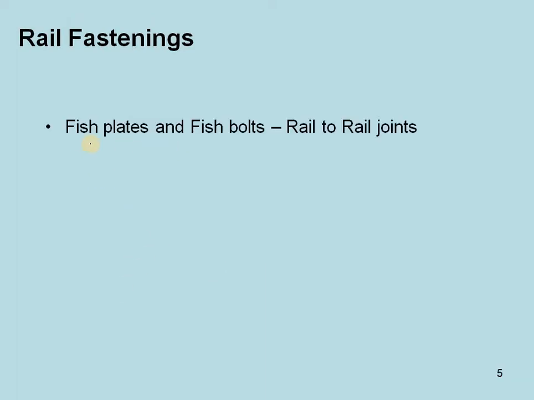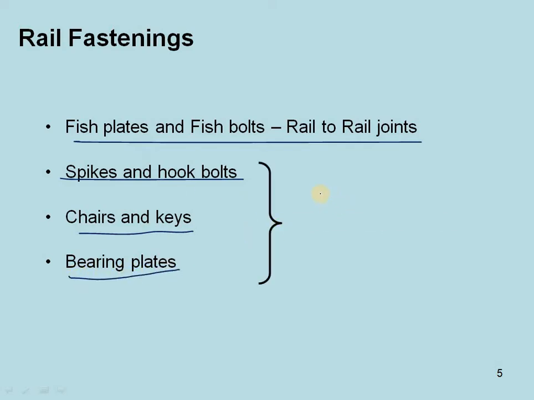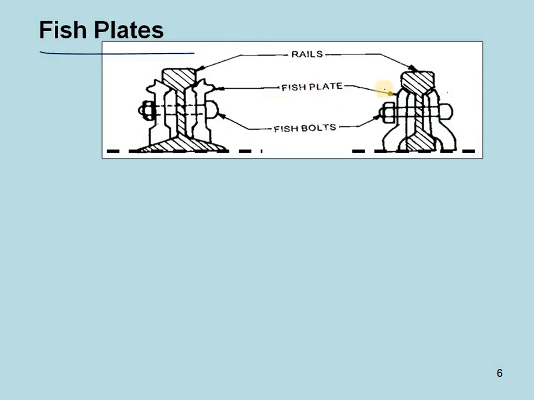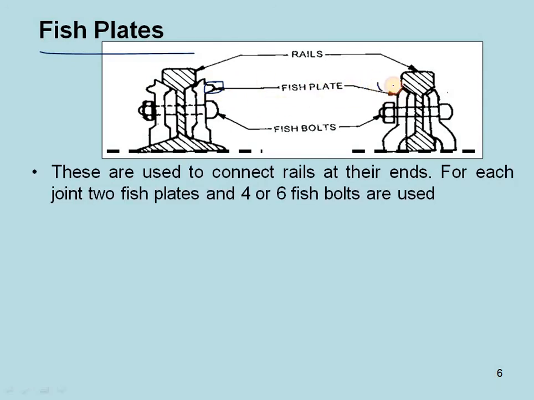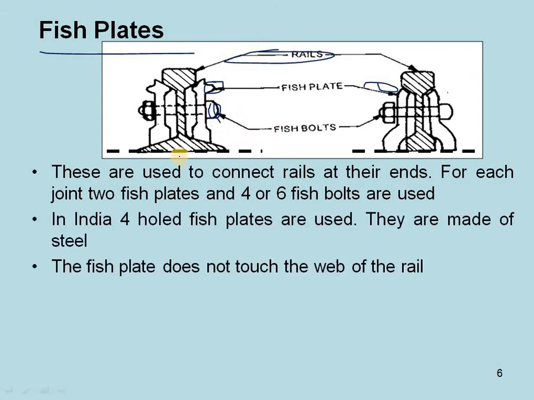Fish plates and fish bolts are rail to rail joints. Spikes and hook bolts, chairs and keys, and bearing plates are all rail to sleeper joints. And what are fish plates? In the diagram you can observe these are the fish plates connected to the sides, these are the fish bolts, and this is the top of the rails.